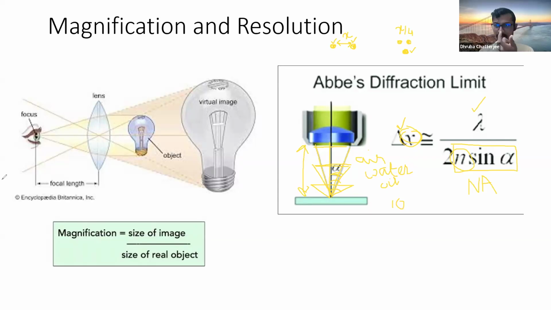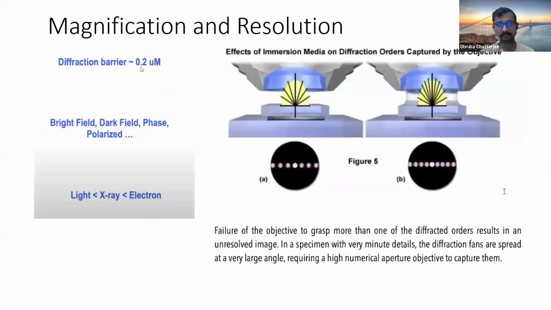There is a certain distance, which is actually 0.2 nanometer, beyond which you cannot resolve. For example, if two objects are placed at 0.2 nanometer or even closer, 0.1 nanometer or 0.05 nanometer, then you will not be able to distinguish those two objects as two different objects. You will always see them as a single dot. You will not see them as two dots. That's what is referred to as Abbe's diffraction limit, right?